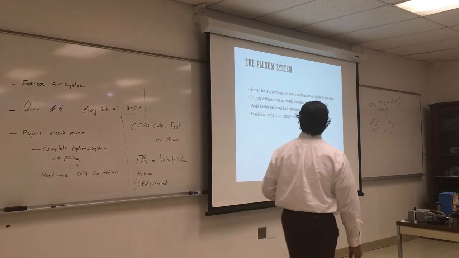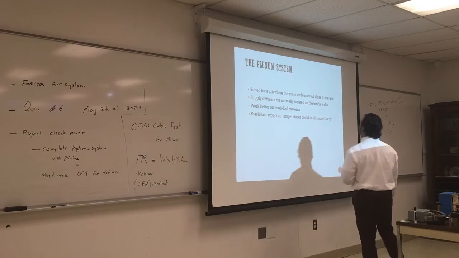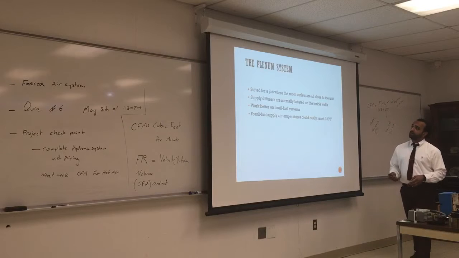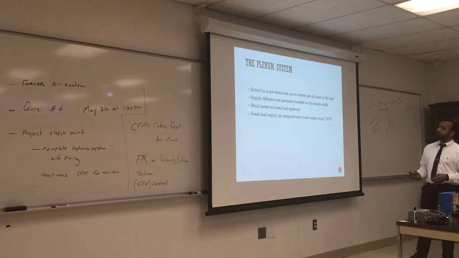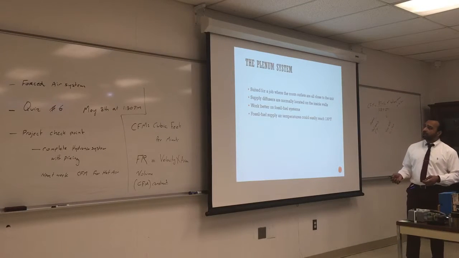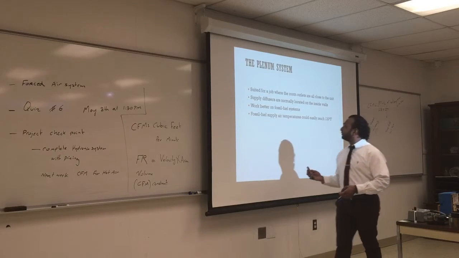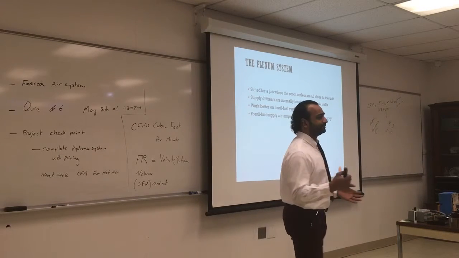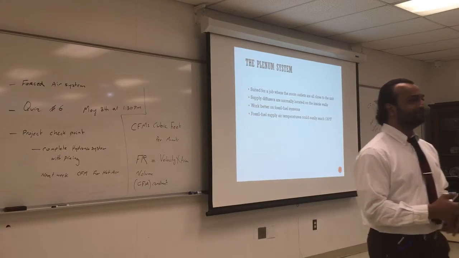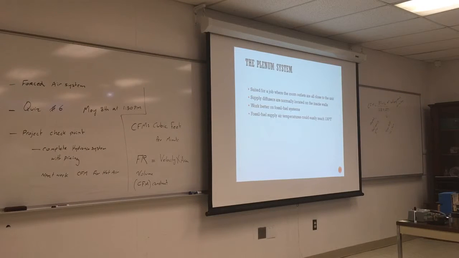The plenum system is suited for jobs where the room outlets are all close to the unit. Supply diffusers are normally located in the inside wall, and it works better with fossil fuel systems. Why? Somebody tell me why. What makes fossil fuel better for this hot air? Energy dense? And what else? So what does that mean? It's going to give you a lot of heat.